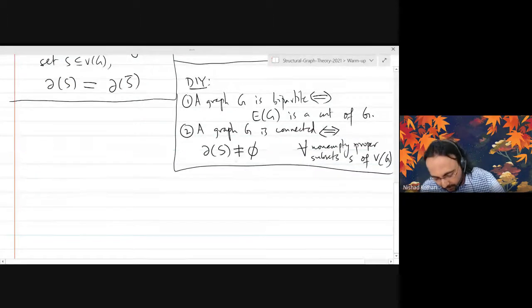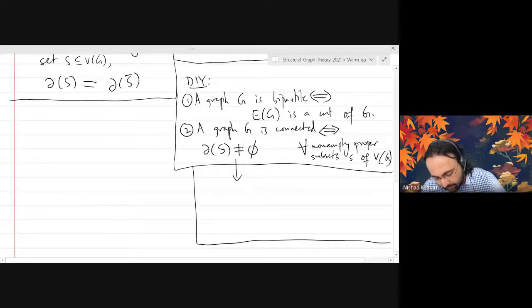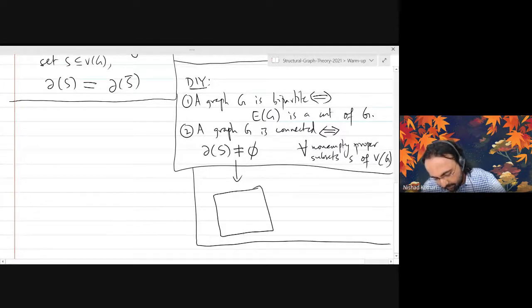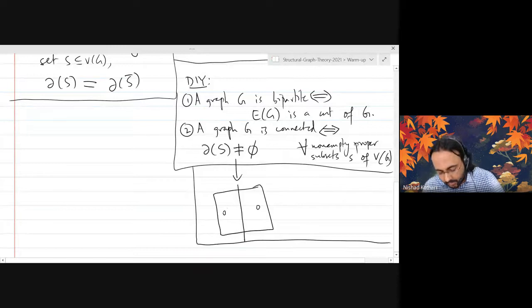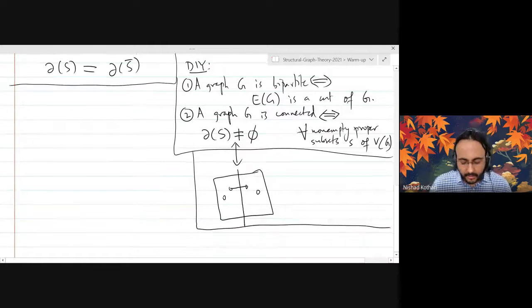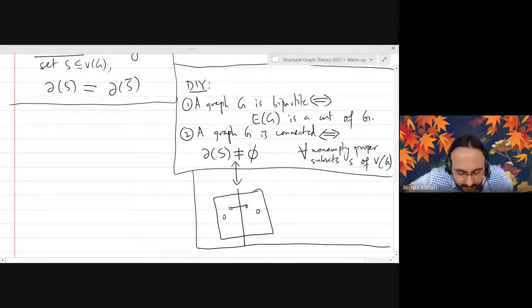Just to make it clear, to give you a visualization, it's saying that whenever you take a bipartition of the vertex set, so that the left side has at least one vertex and the right side has at least one vertex, then the cut corresponding to that set cannot be empty. In other words, there has to be at least one edge in this cut. That is the visual interpretation, and once you see it, you kind of see how to prove it. I'll leave that as a do-it-yourself exercise. I don't expect you to do it right now, but you can do it after the lecture.